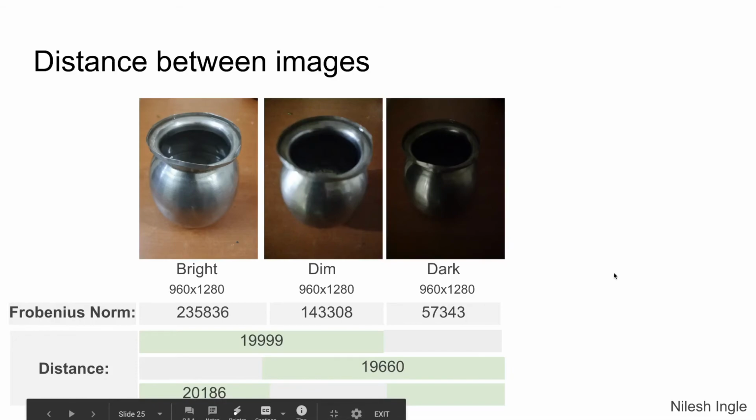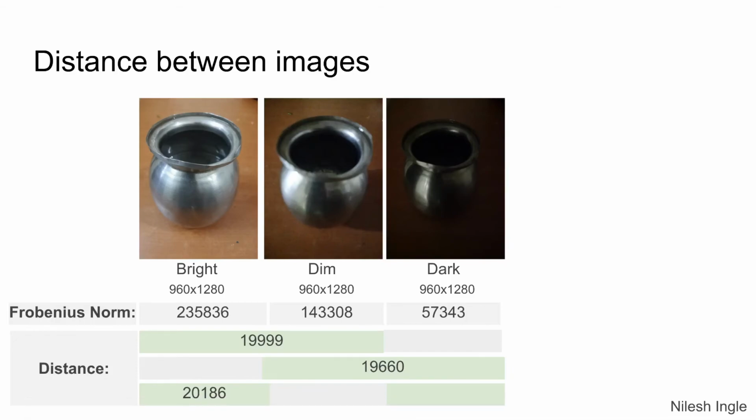So the point that I wanted to show is that we can use images as vectors, and we can use them as vectors to find if two images are similar, or if those images are farther, or they look completely different.